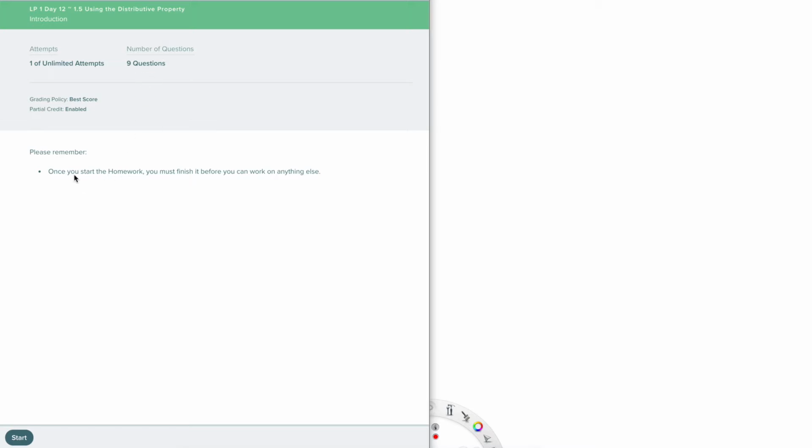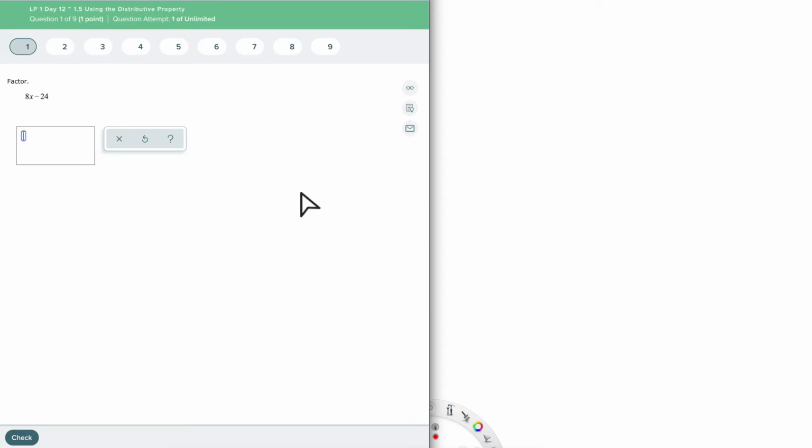Down here it says once you start your homework, you must finish it before you can work on anything else. What that means is once I click start, down in the bottom right corner here, there is going to be a submit assignment button. I need to make sure that I click that submit assignment button as soon as I want to leave this screen. Whether or not I've started any problems or if I've just done a couple of them or maybe I've done them all, click that button.